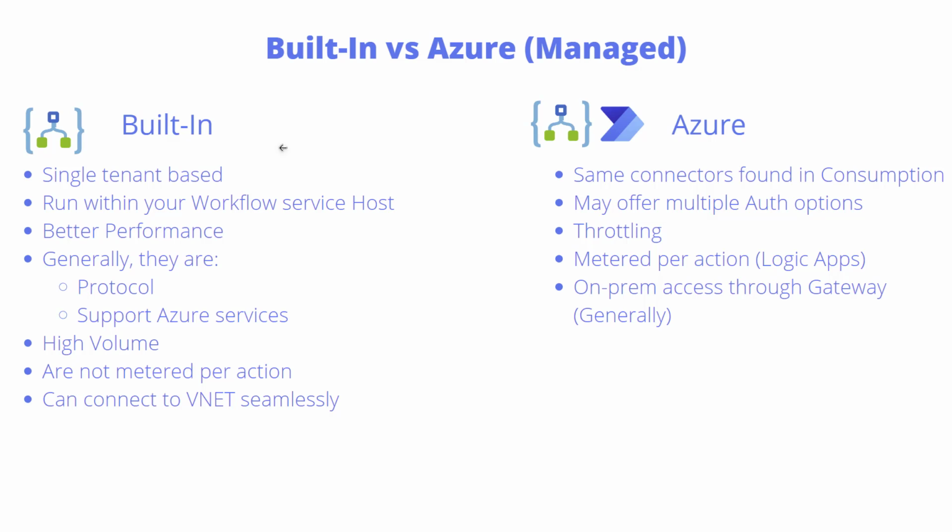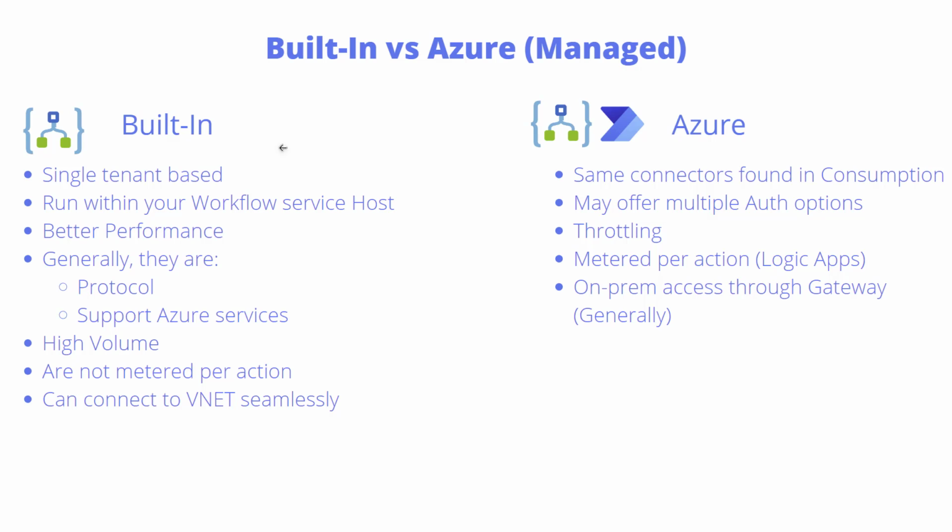So generally high volume, you're not metered per action because you're provisioning a workflow service plan as a result. And so these are running inside of your workflow service plan. If you have high throughput needs, then you need to scale up or out. As a result, you'll pay more for that scale capability.